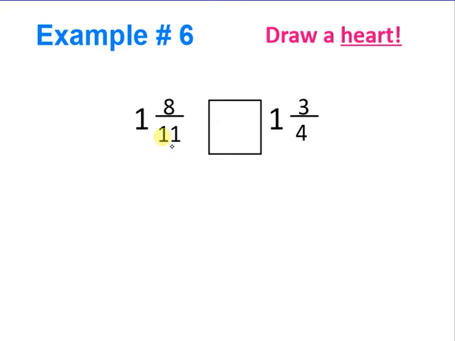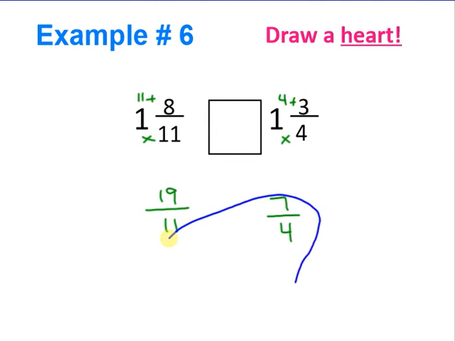All right, so we're going to change these into improper fractions again. 11 times 1 is 11, plus 8 is 19 over 11. 1 times 4 is 4, plus 3 is 7 over 4. Now we're going to go ahead and multiply across to compare them. Draw the first half of our heart. 11 times 7 is 77. 4 times 19, let's do a quick little multiplication problem.